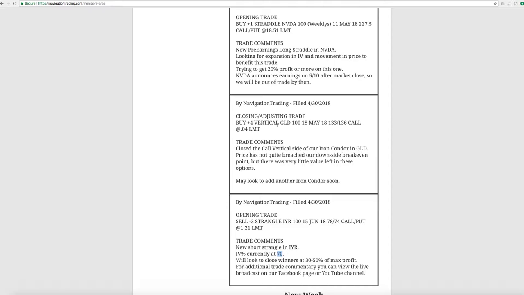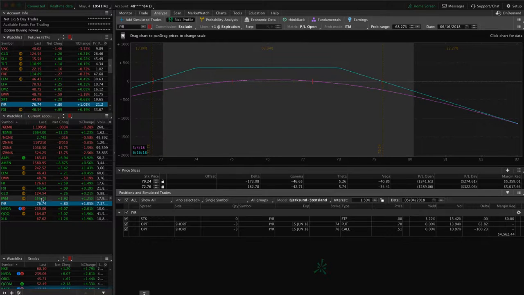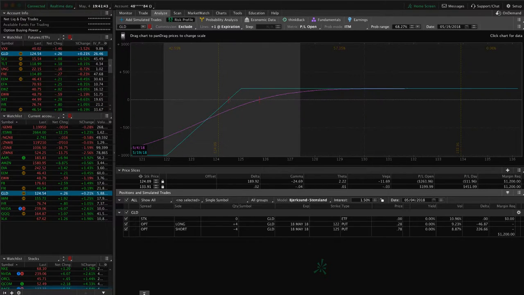Next trade was a closing adjusting trade in GLD. So we had an iron condor, price moved down, so we closed out the untested side. We closed the call vertical side of that GLD trade, and we're still holding that same piece here. If we look at GLD, you can see price came down, breached our break even. Now it's moved back barely into our range. So we could use a little bit more of an up move to benefit that piece.